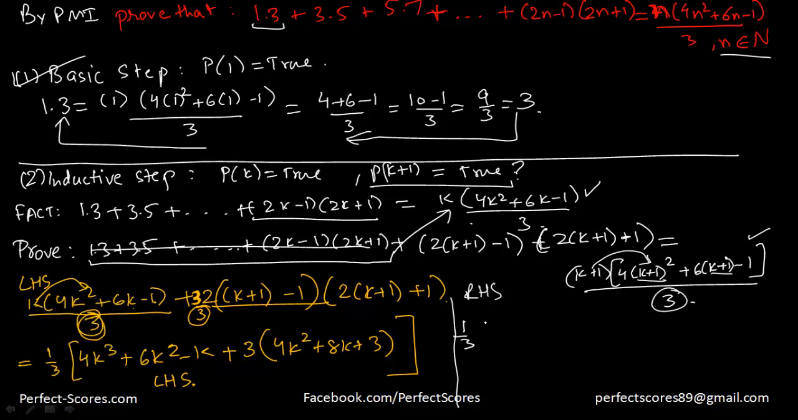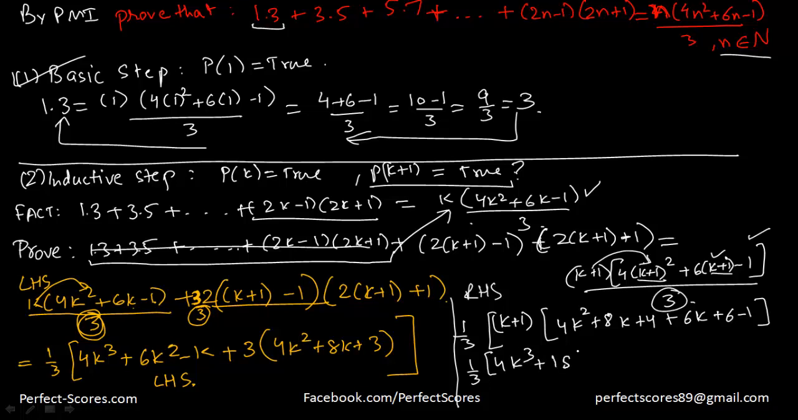Okay, so 1/3 is out, and you have k plus 1 outside, and if you open this expression up, you're going to have 4k square plus 8k plus 4, and if you open this expression up, you're going to have 6k plus 6 minus 1. You definitely have the 1/3 out here. So if you rearrange this, that is 1/3 of k plus 1 into this. If you rearrange this, you're going to get 4k cube plus 18k square plus 23k plus 9. So that is what you get from here.